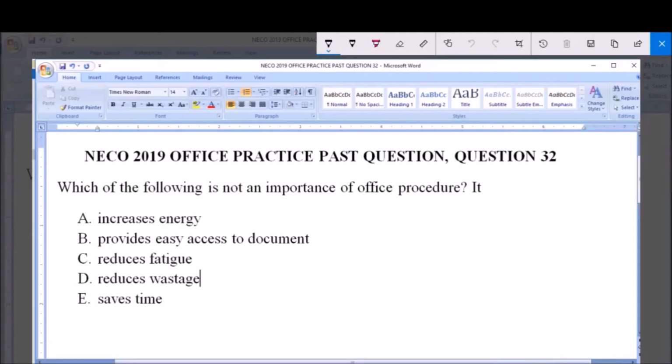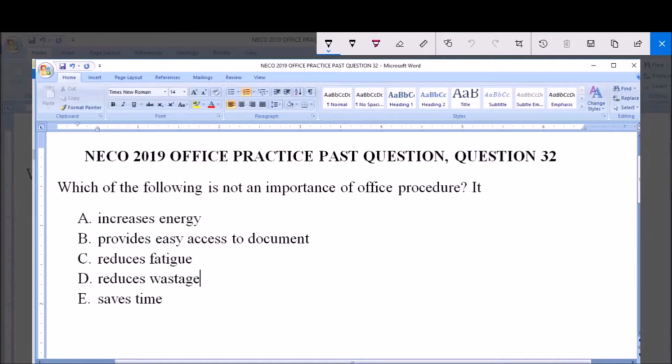Hello, good day and welcome. I will be answering NECO 2019 Office Practice past question 32. Which of the following is not an importance of office procedure? A, increases energy. B, provides easy access to documents. C, reduces fatigue. D, reduces wastage. And E, saves time.